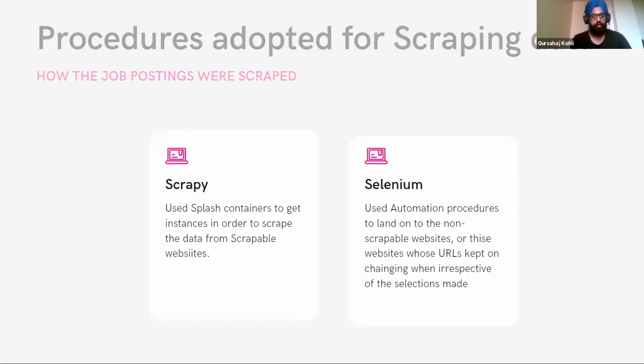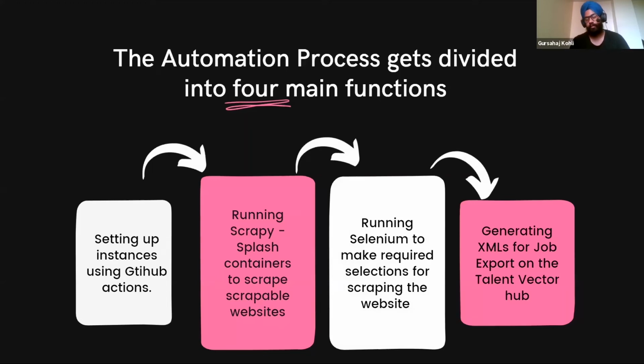It was a bit tedious task, but if it gets done by the system, then it's automated just once. There were four main functions required to divide this automation process. First, the instances were set up using GitHub Actions. Then we ran the Scrapy and Splash containers to scrape all those websites that were easily scrapable. For those websites that were not scrapable, we used Selenium to make the respective selections that we wanted. As soon as the selections were made, we got the subset of the job results that we actually wanted to scrape.